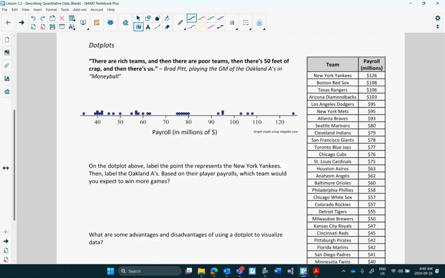Where are the Oakland A's? They're in one of these dots. They're at 40. Where are the Yankees? They're way over here at the top. The Yankees are usually at the top.